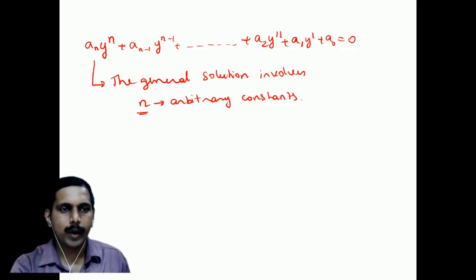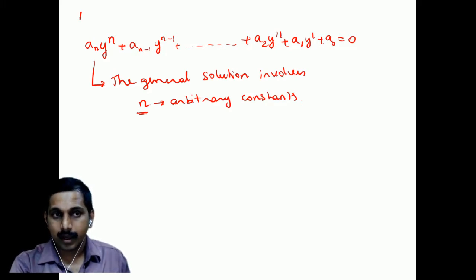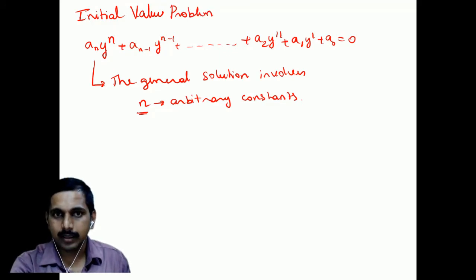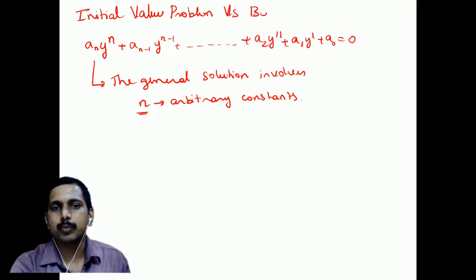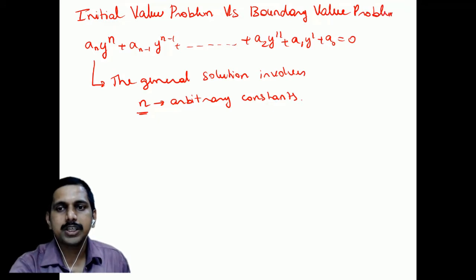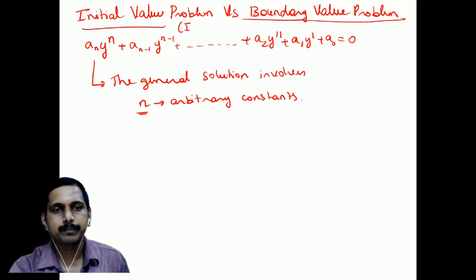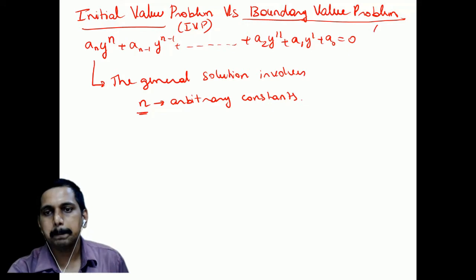There are two ways. One way is called initial value problem. Another one is called boundary value problem. What is the difference between initial value problem and boundary value problem? This is generally called IVP and this is called BVP.